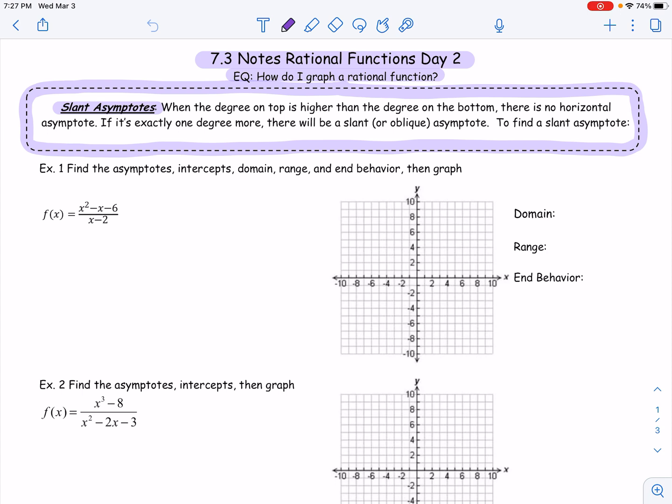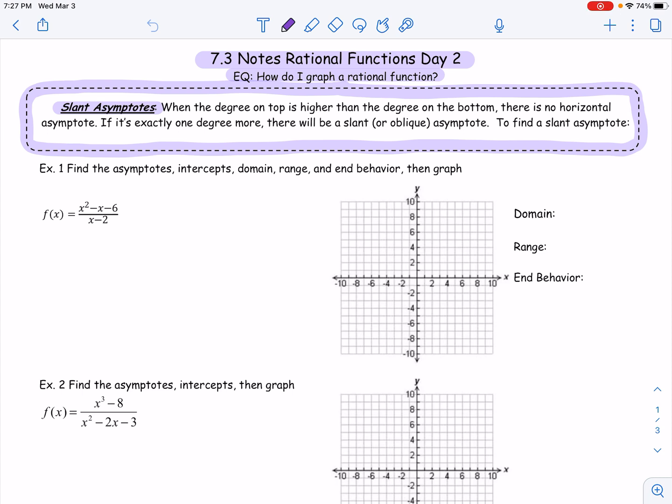So we're calling this 7.3, but it's really just an extension of 7.2. We're still graphing these rational functions. So remember, our process in graphing these rational functions is that we always need to factor first, and then we find our vertical asymptotes, horizontal asymptotes, x and y intercepts.